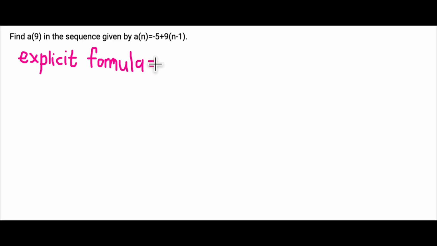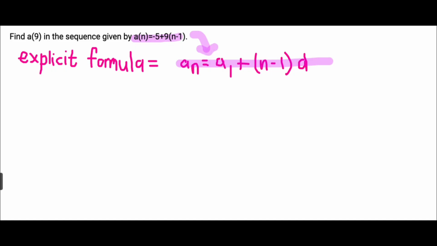Okay, so our formula is going to be an equals a1 plus n minus 1 in parentheses times d. And as you see above, what is written above is basically numbers plugged into this formula. So this is how you know it's an explicit formula.